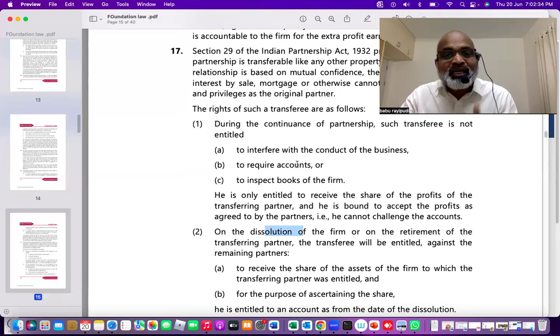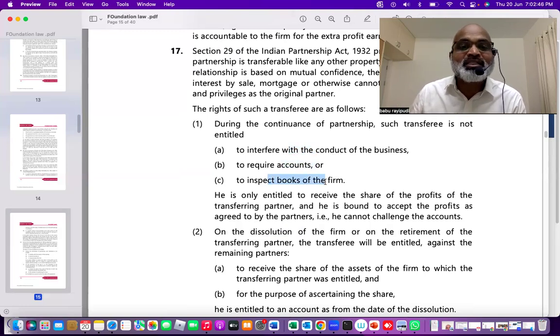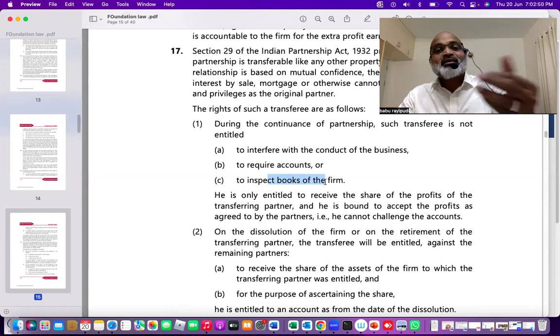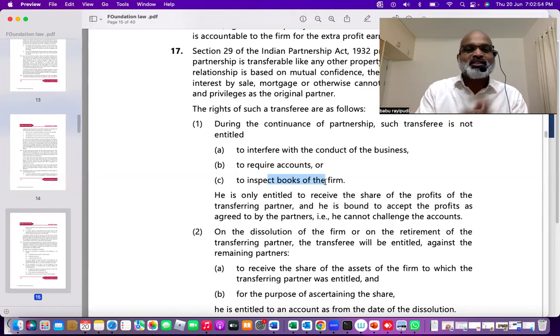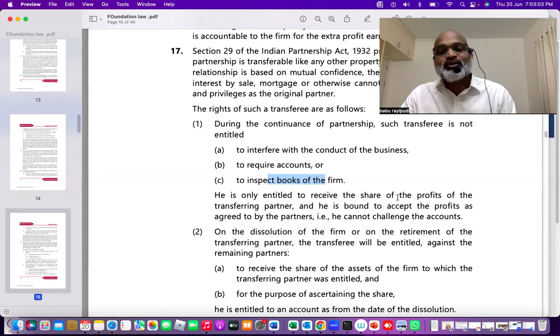The transferee, the sub-partner, cannot interfere in the conduct of the business because he has never been a part of the agreement. He cannot even ask for accounts, he can't inspect accounts. So this is the right; indirectly we say, instead of writing that he doesn't have any rights, that he can't ask for accounts, he can't inspect the books of the firm, he can't even interfere in day-to-day activities like an active partner. But next paragraph, he is only entitled to receive his profit.